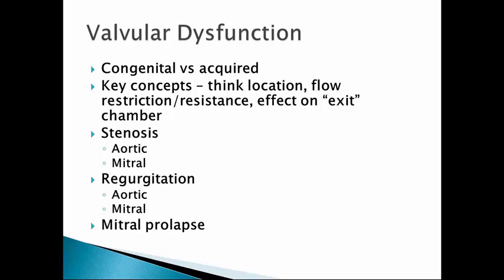Mitral prolapse is one of the most common overall leaflet problems, where leaflets can undergo degeneration and thickening. With a mitral prolapse, you'll see this more commonly in young women, and the leaflets move up into the left atrium during systole. And it actually leads to a mitral regurgitation.